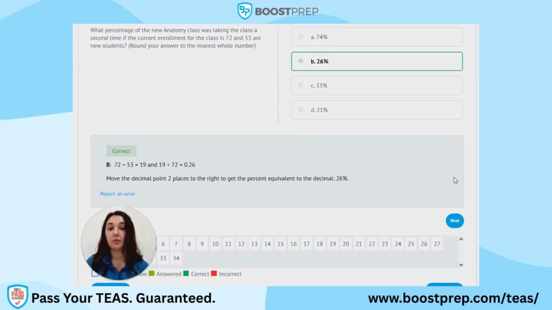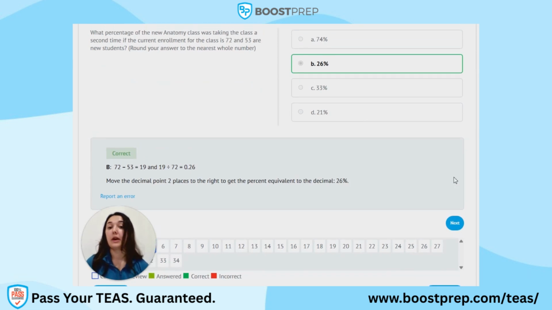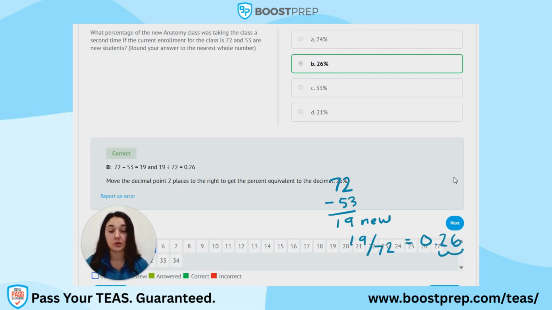So for this problem, you're rounding your answer to the whole number because it's students, and you want to see how many are not new. So you do 72 for the full enrollment minus 53, which gets you 19. You then divide 19 by 72 to get 0.26. In order to get that to a percentage, you move the decimal place 2 points, and that gets you 26%.